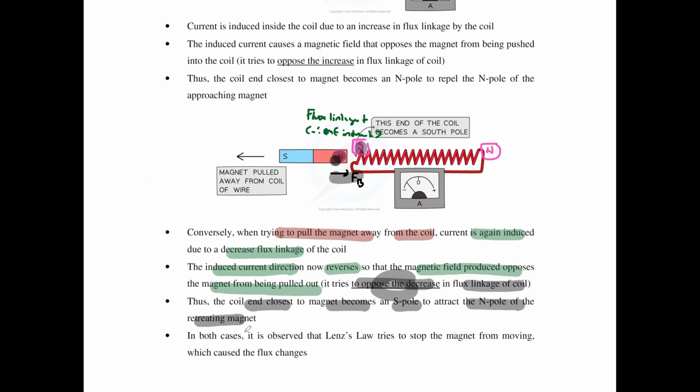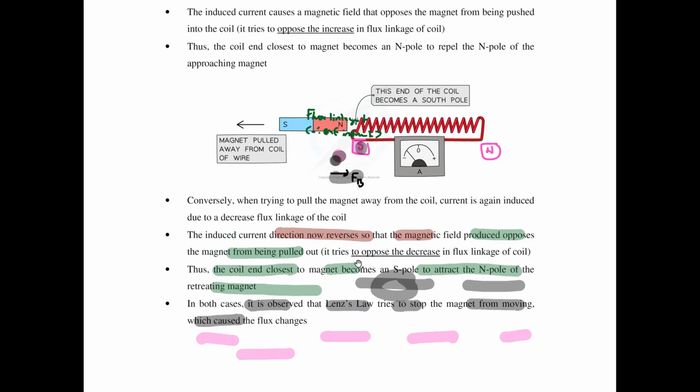Okay, that is what we mean by Lenz's law, establishing a magnetic field to oppose the flux change that causes it. So under both cases, you can see that Lenz's law is actually trying to stop the magnet from moving. It was because the movement of the magnet caused a flux change. Your Lenz's law is actually trying to stop the magnet from moving so that your flux change doesn't occur. Okay? So this is in general how Lenz's law works.